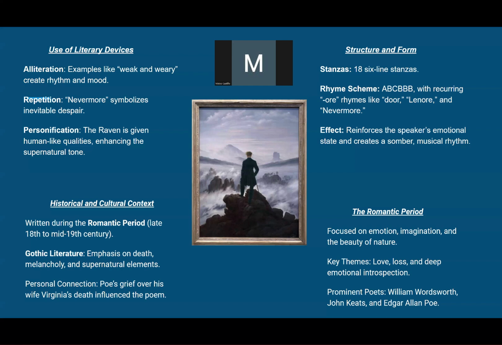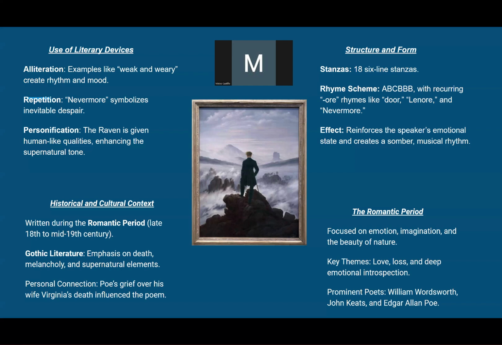The structure and the form. The poem is broken down into 18 six-line stanzas. The rhyme scheme throughout all the poem is A, B, C, B, B, B. Most of the lines ending in or, such as rhymes of door, Lenore, and evermore.